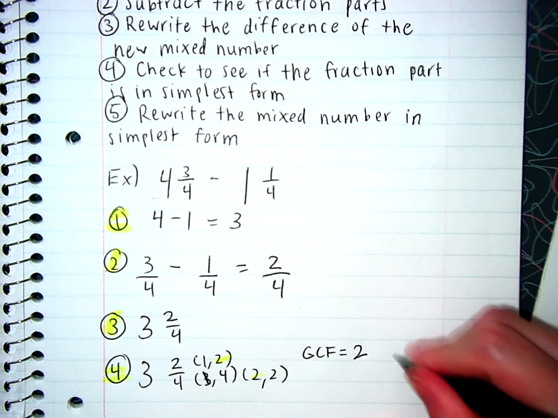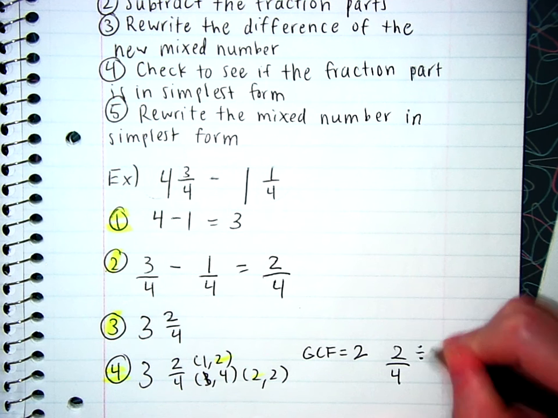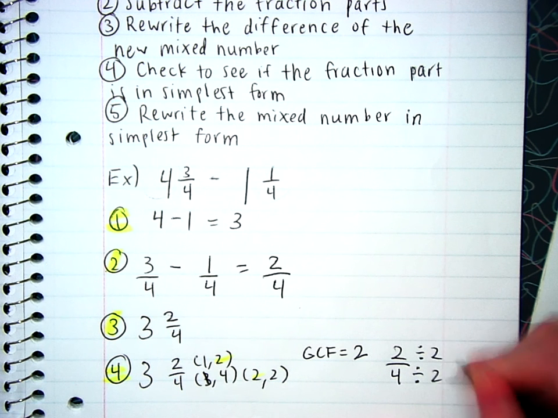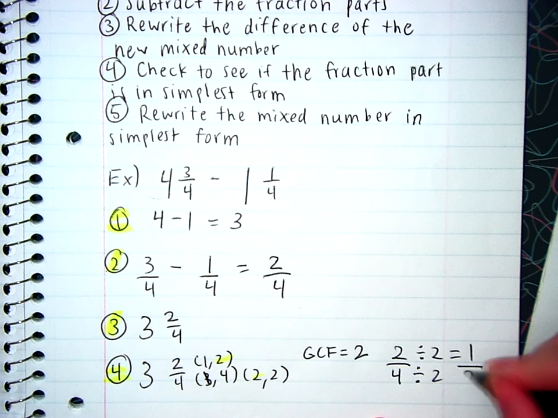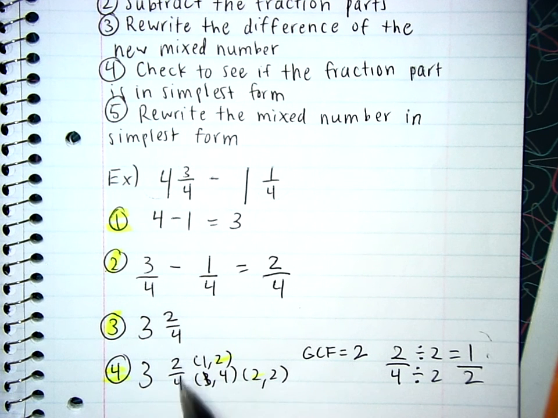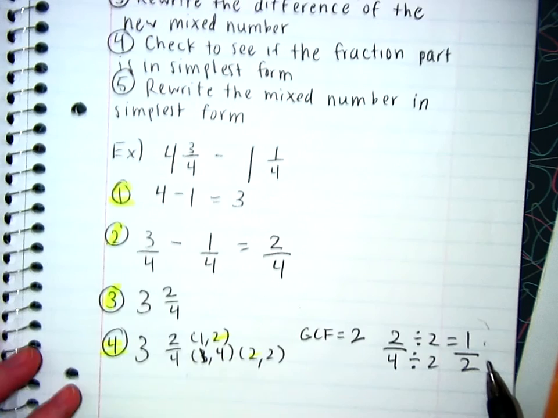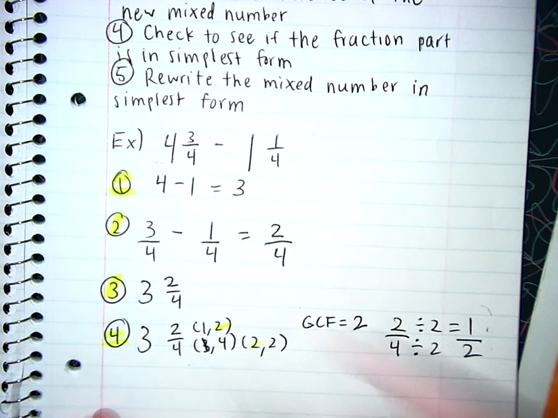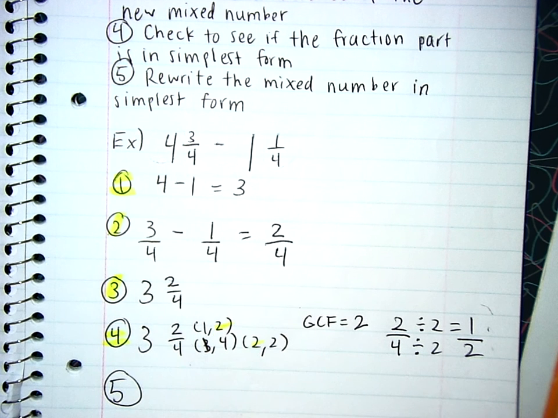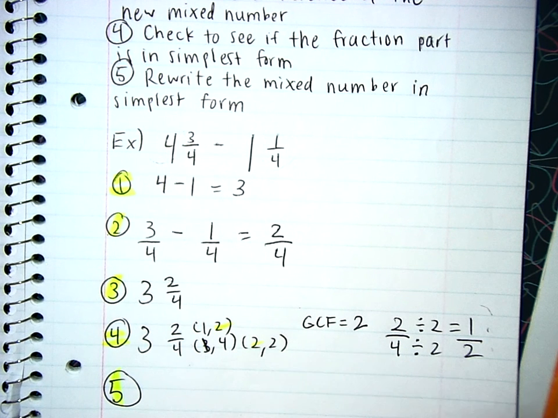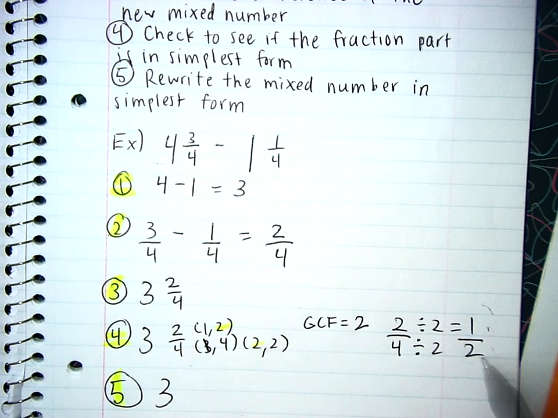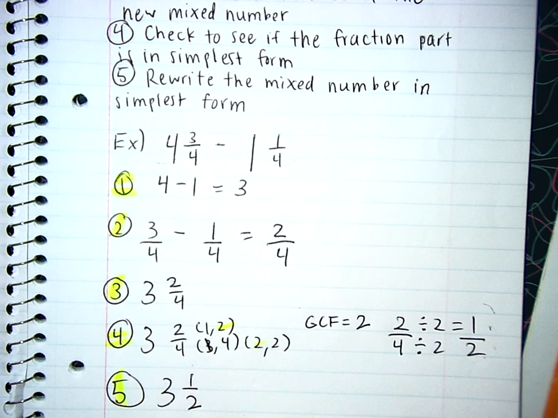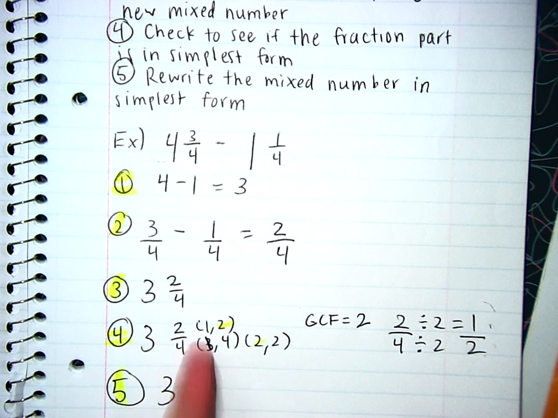And that means that I'm going to divide the numerator by 2 and the denominator by 2 to put it in its simplest form. 2 divided by 2 equals 1, and 4 divided by 2 equals 2. This would be the fraction 2 over 4 in its simplest form. So now that I have found the simplest form of the fraction, I go ahead and, as my step number 5, rewrite the mixed number in simplest form. So here's the 3 of the whole number part, and then I'm going to use the 1 over 2, which is in its simplest form, and that would be your answer. 3 and 1 over 2 is the final answer in simplest form for this difference.